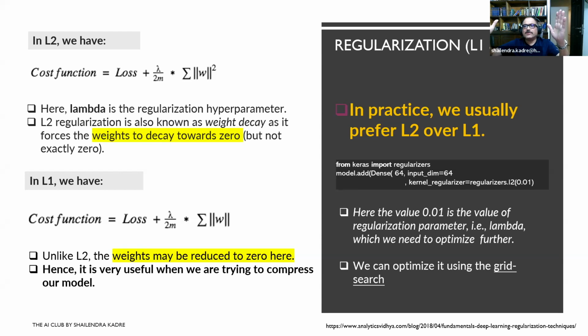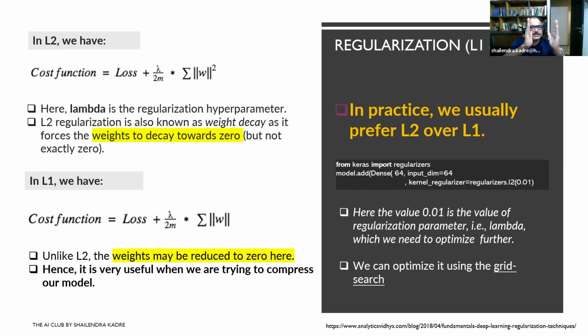Whatever weights you have, suppose you have 100 weights, this is a weight matrix with all the weights. You square them and take a sigma across those weights. Another scheme we have is L1 regularization, in which you don't square the weights. You simply add up the weights. Lambda upon 2m remains the same, and the weights are added as they are without any squaring. In L2, you square and add them. Now what difference does it make?